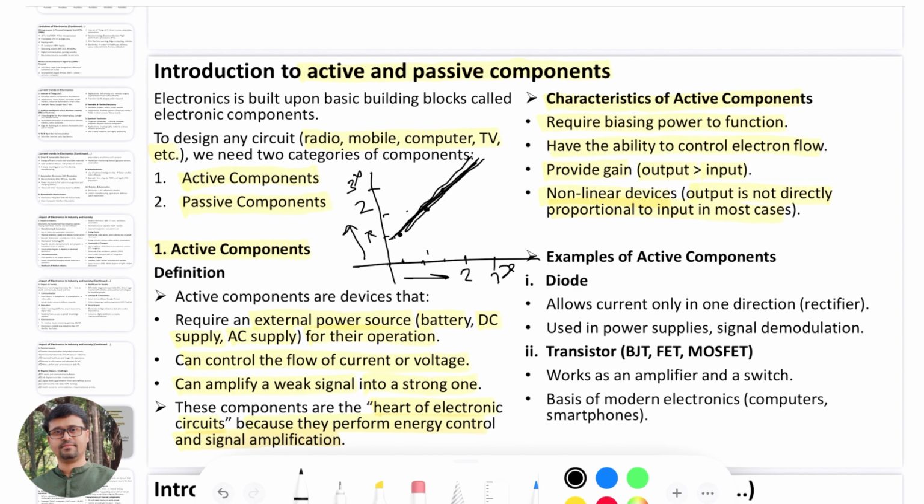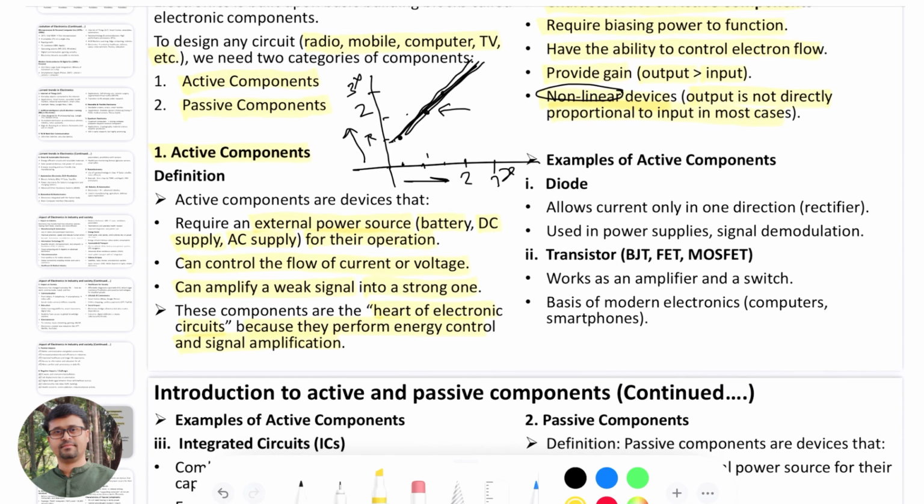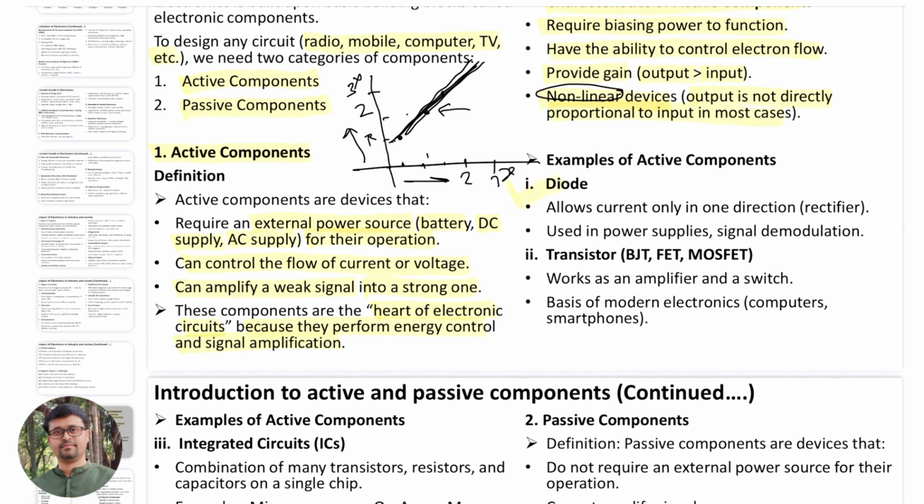In most cases for the active components, we are not getting the linear graph. So it is a non-linear device, or we get non-linear characteristics for the active components. Then we'll see the examples of the active components. Firstly the diode, which allows the current in only one direction. So we use it in rectifiers, for rectifying the signal, in power supplies, and signal demodulation. Signal demodulation is a concept used in communication.